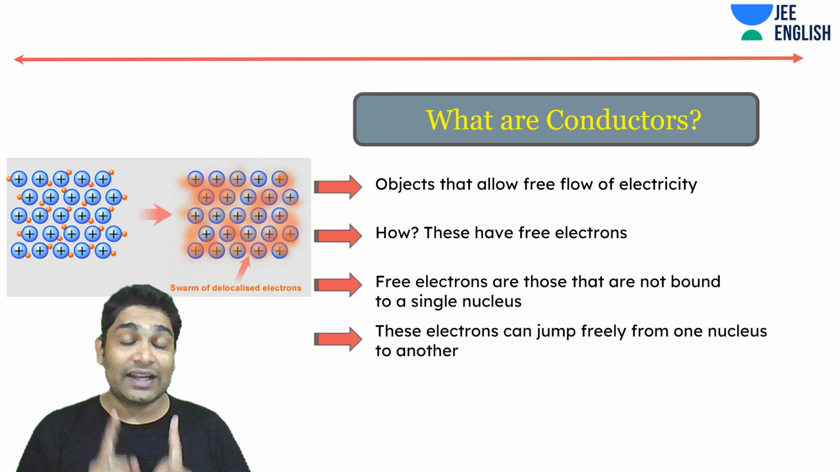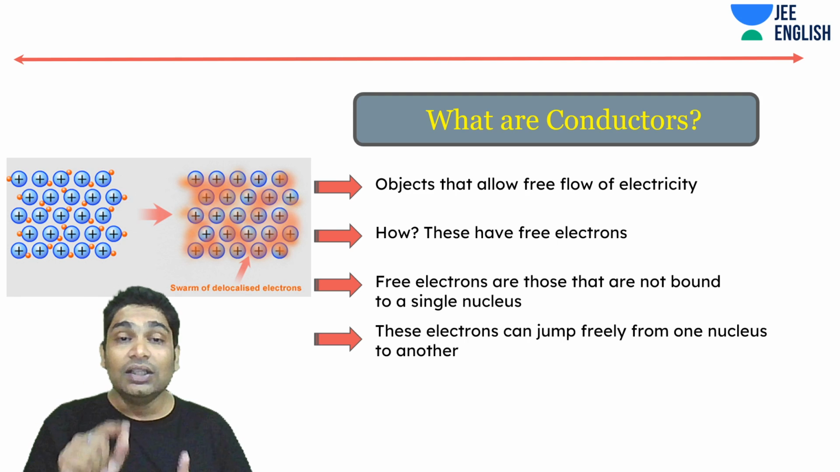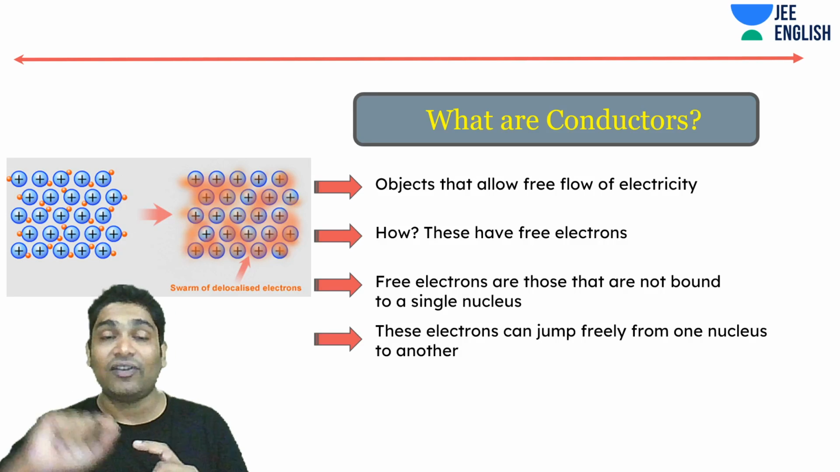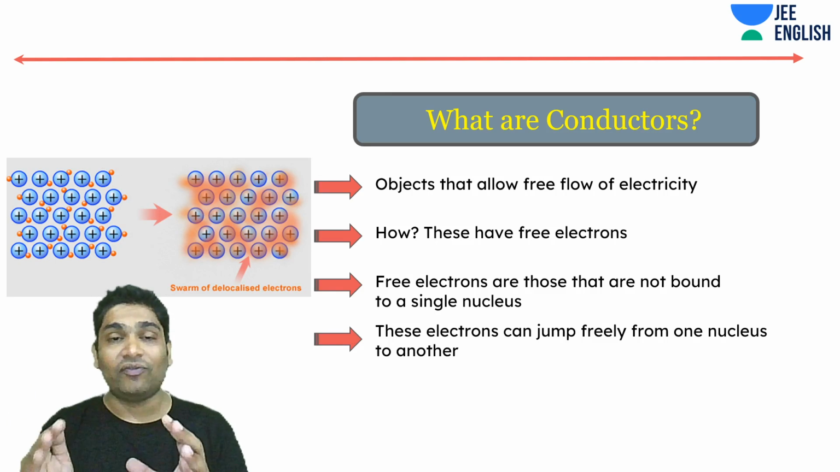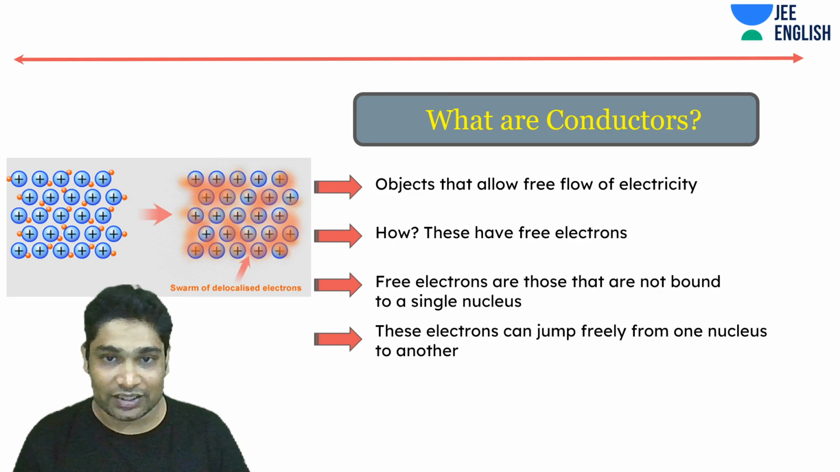So though these electrons can freely move inside the volume of the conductor from one nucleus to another, they will not be able to leave the surface of the conductor, right? They can't just fly out. Why? Because all these positive charges will effectively hold them from flying out. Inside, yes, they are free to move around, but they cannot leave the lattice.